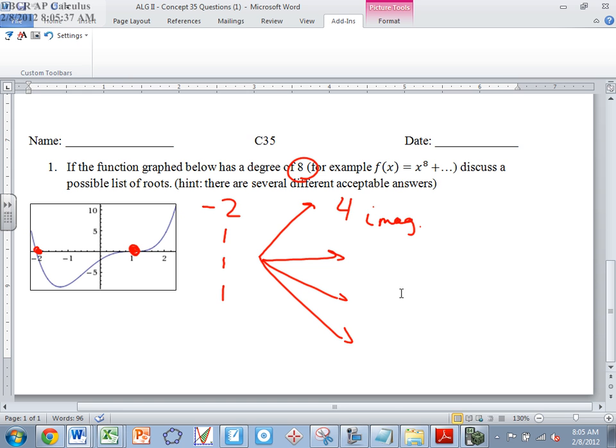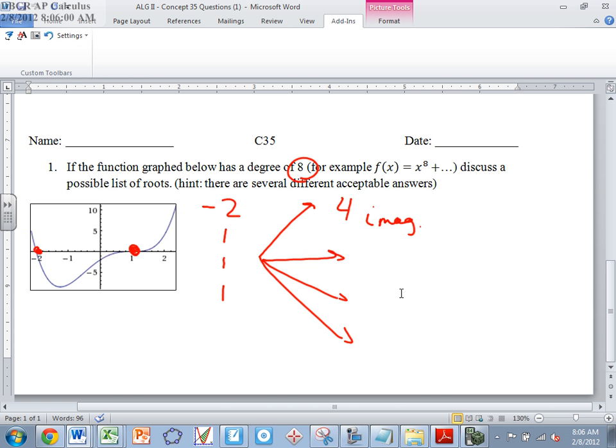Good. In the quadratic formula, we know what sign is there? Plus or minus. That's what indicates you have a pair. Okay? Complex conjugates or binomial conjugates. So, 4 imaginary roots. That's one option. So again, you would have -2, 1, 1, 1, and 4 imaginary roots. Or -2, 1, 1, 1, and what's another option?